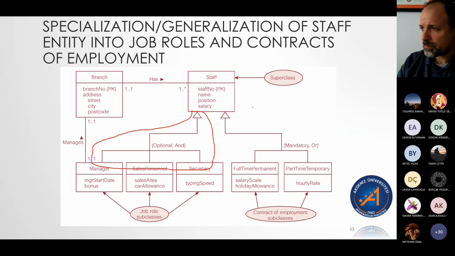Okay, so what about this other one? Notice that this is the opposite. It's mandatory or. Okay, so mandatory being the opposite of optional. Mandatory means it must be one of these. So staff must be either full-time permanent or part-time temporary, right? There is no other option. They can't just be a regular staff. There's nothing besides those two options.